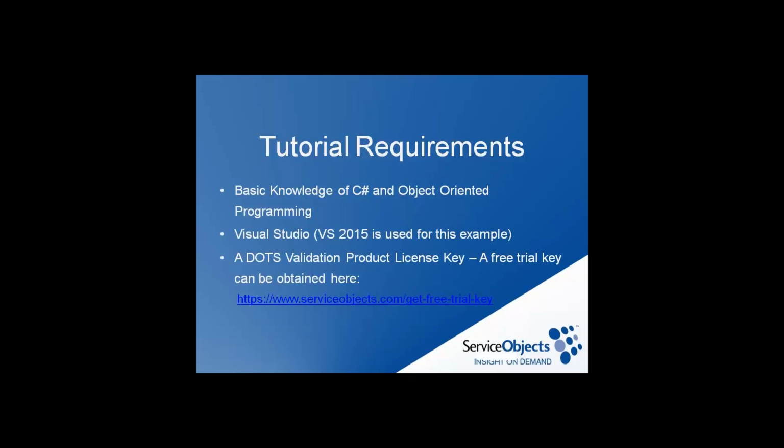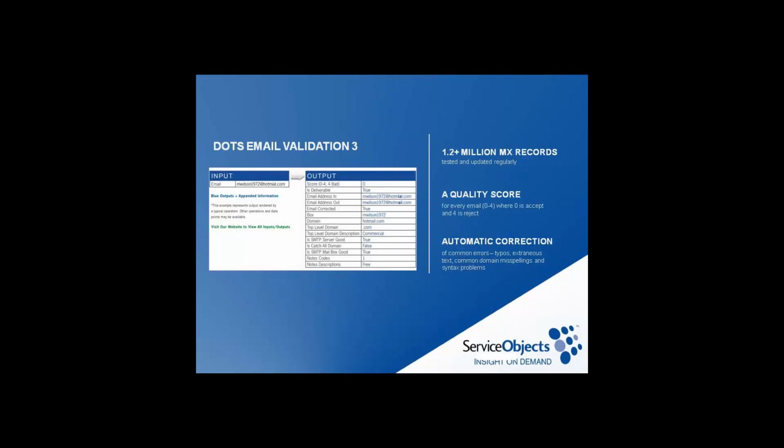In order to participate in this tutorial, you'll need a few things. The first is a basic knowledge of C# and object-oriented programming. The second is Visual Studio or some other IDE. And the third is a DOTS validation product license key. You can get a free trial key at www.serviceobjects.com. For this example, we'll be using our DOTS Email Validation 3 web service.